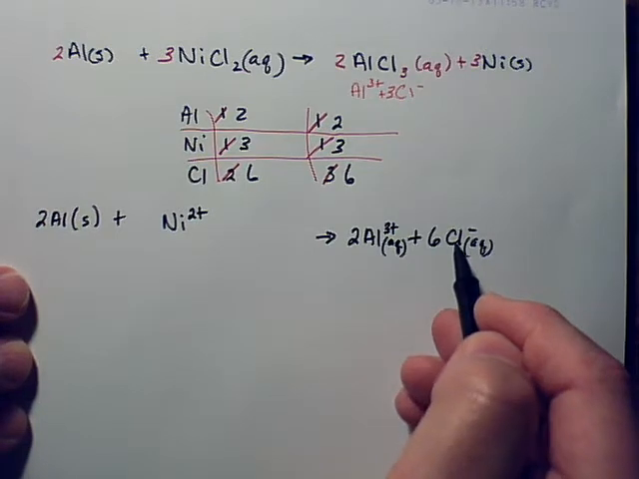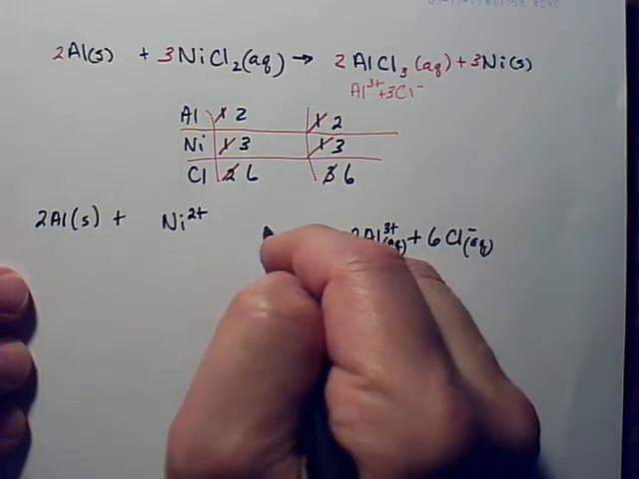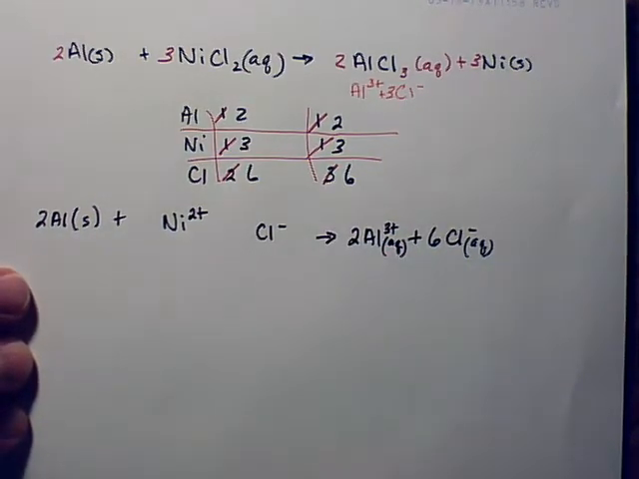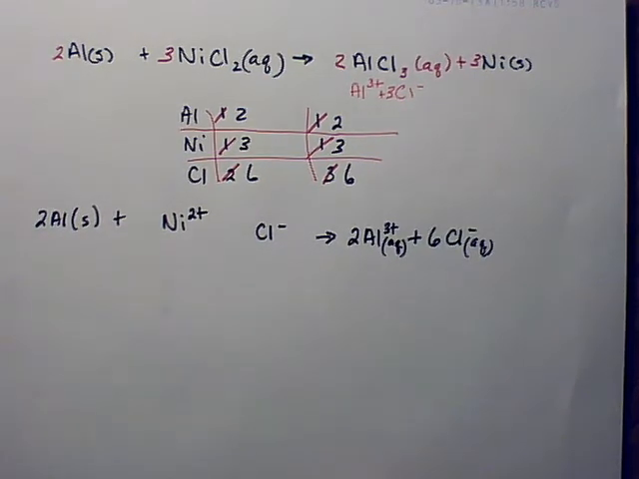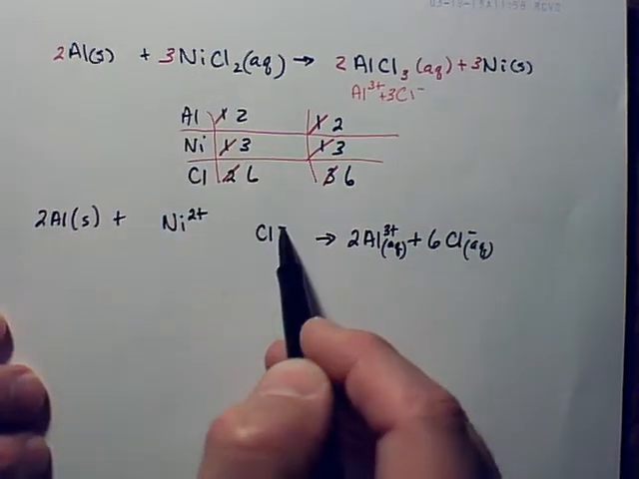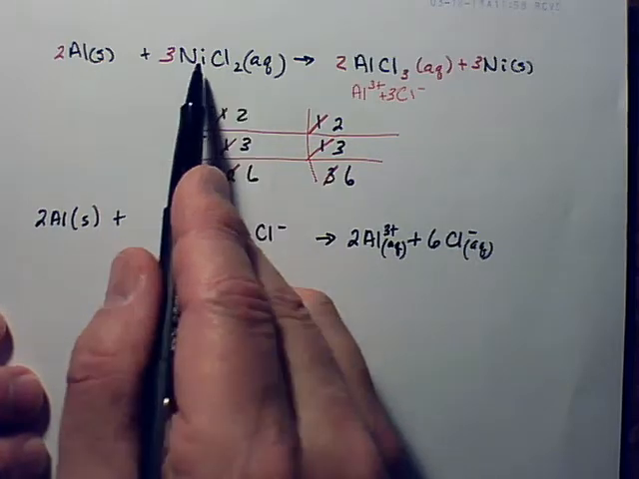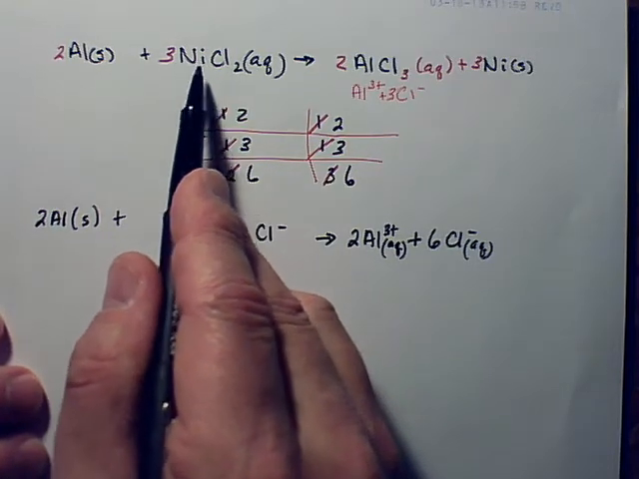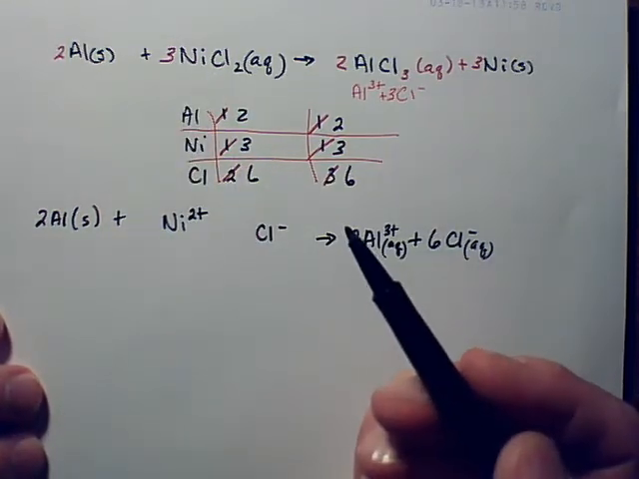And chlorine, we already know, is going to be a 1 negative. If chloride is 1 negative, and we have 2 of them, we've got to have a 2 plus on the nickel, don't we?